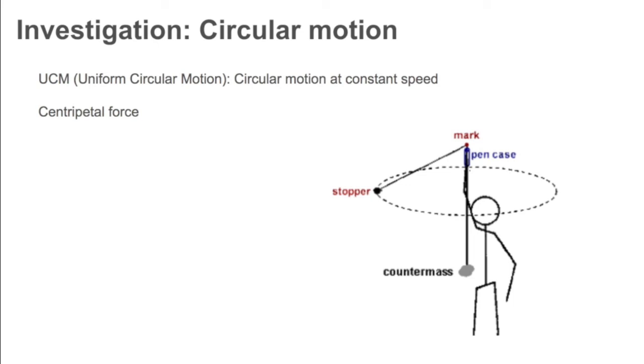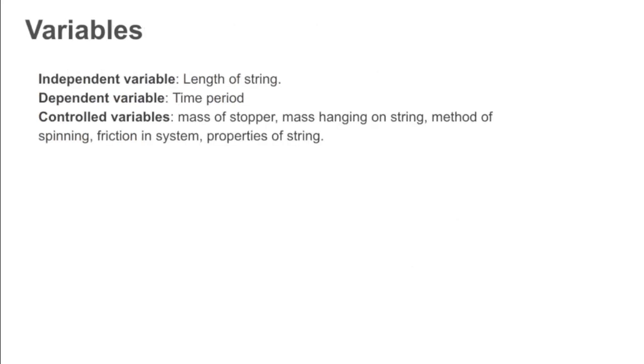In this experiment, I am investigating the effect of changing the radius of the circle in which the object is moving upon the time period and deriving the gravitational force acting on the mass. The independent variable will be the length of the string measured in meters. The dependent variable is the time period measured in seconds. The controlled variables are the mass of the ball or stopper, the mass hanging on the string, the method of spinning, friction in the system using the same tube, and properties of the string used in this experiment.